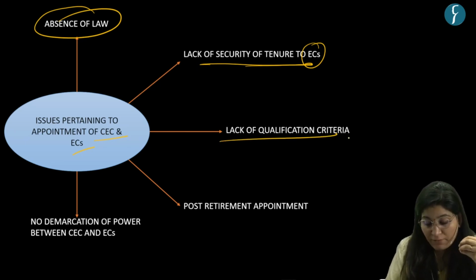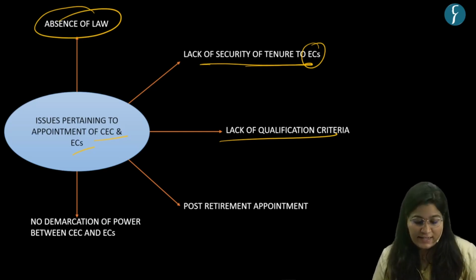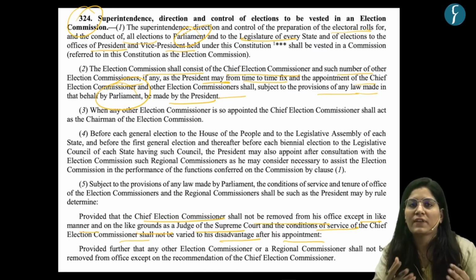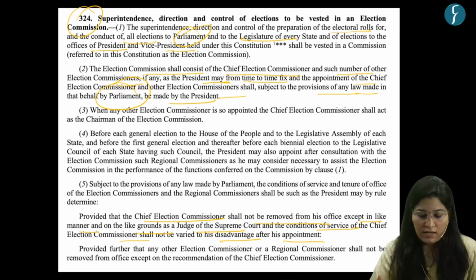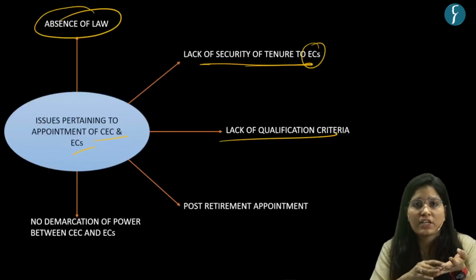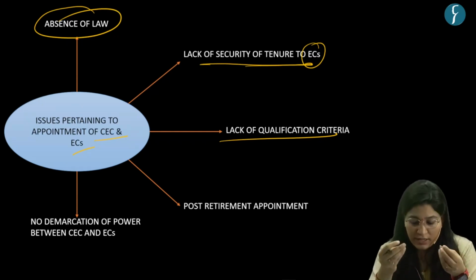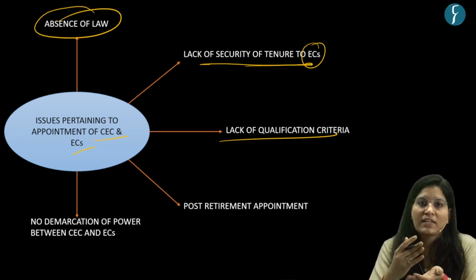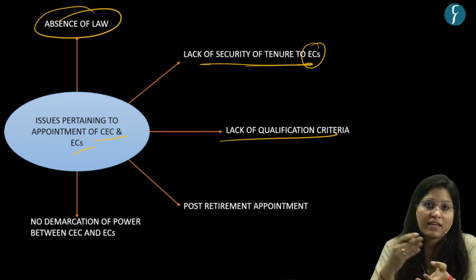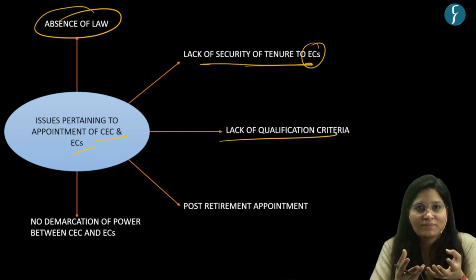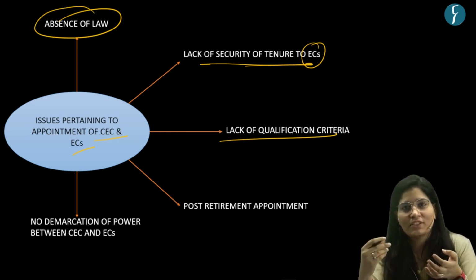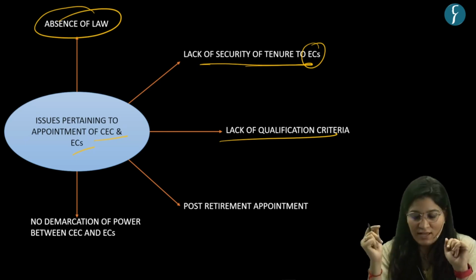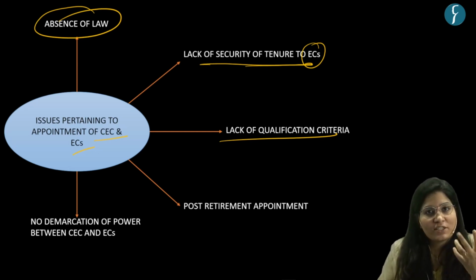Third issue is lack of qualification criteria. See, in the entire text, there is no clause which talks about the qualification criteria of the chief election commissioner or election commissioner. There is nothing with respect to their legal or educational qualification. Now, if there is no qualification criteria, definitely it will give a leeway to the executive. They can make the appointment. There is no concrete ground. They can make anyone election commissioner because there is no set qualification criteria for CEC and EC. So lack of qualification criteria is another major concern.